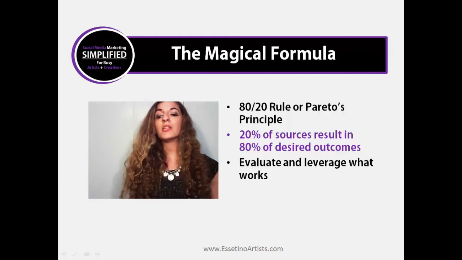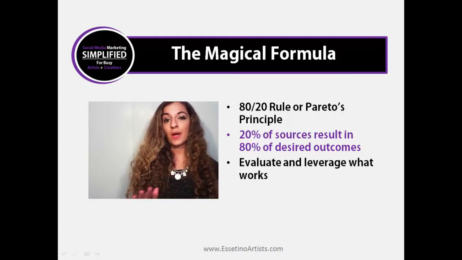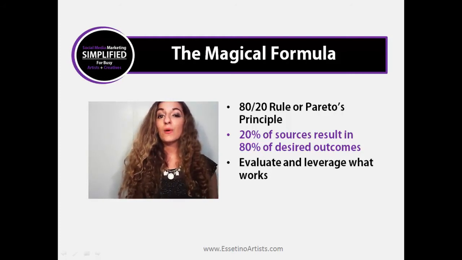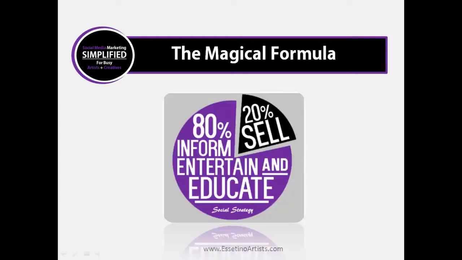So this magical formula, like I said, is based on the 80-20 rule, and it's a social strategy that states 80% of your time should be dedicated to informing, entertaining, and educating your online audience, because that's what's going to get you the most results. And 20% of the time, that's where you can be promoting yourself, selling your product or service.